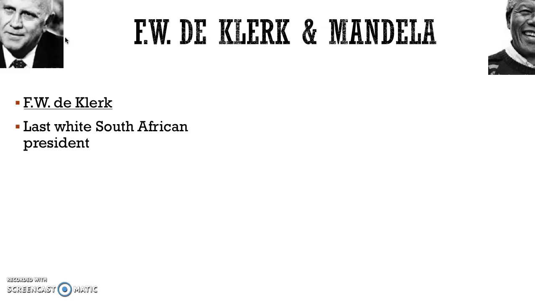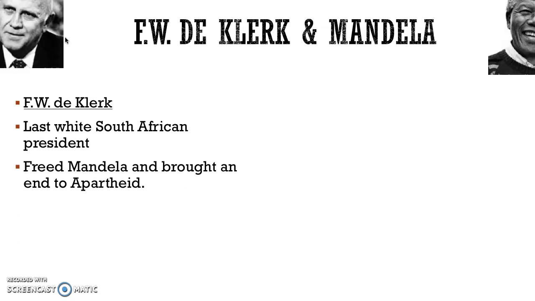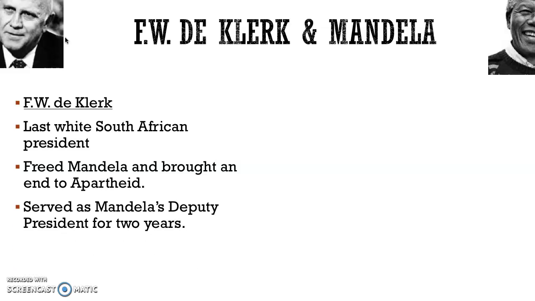So we come to the end of our journey here with South Africa by talking about two men. The first being F.W. de Klerk, and he was the last white South African president. He freed Mandela after 27 years of imprisonment, after many, many talks that he had with him while he was still in prison. And de Klerk, to his credit, brought an end to the apartheid system. He served as Mandela's deputy president for 2 full years. So he was actually under Mandela when Mandela was elected president in 1994.